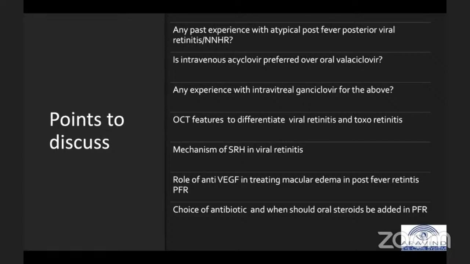Then what could be the mechanism of subretinal hemorrhage in viral retinitis? Like we have seen in some of the CMV retinitis SRH, but here we had subretinal hemorrhage also. And also a word about the role of anti-VEGFs in treating macular edema associated with post-fever retinitis. And if this was not viral, what could be the choice of antibiotic in post-fever retinitis? Other than doxy, is there any other thing? And when will we put steroids in post-fever retinitis after giving a course of antibiotics? Is it like 2 days, like how we do in toxo, or after 4 to 5 days?